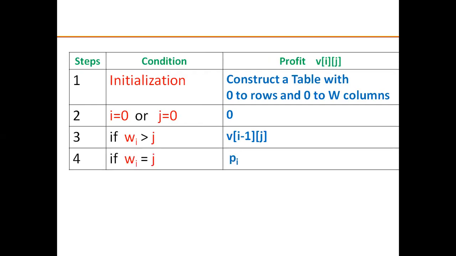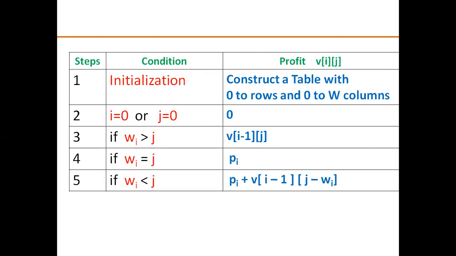But if the weight is equal to the capacity, I can add that object and I'll be earning the profit for that particular object. That is, if wi is added, profit pi will be earned. But sometimes weight is less than capacity. In such cases, I can add the object and earn the profit for that object. Additionally, for the remaining capacity, I can take the profit from the previous step.